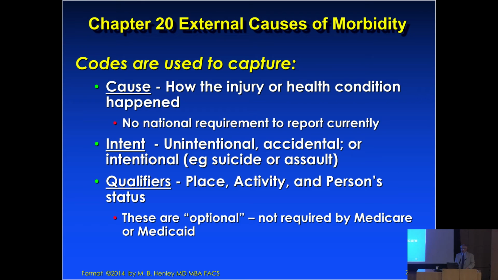So let's now look at Chapter 20. This is the chapter that's gotten most attention in the news and in the lay press, because codes can now be used to capture cause, how the injury or healthcare condition happened. Though there's no national requirement for this, many of our regional payers do want this to determine whether this was a motor vehicle crash or an on-the-job injury, as another example.